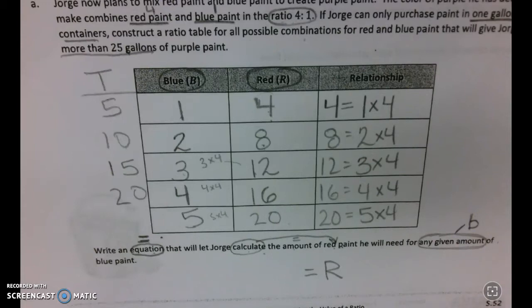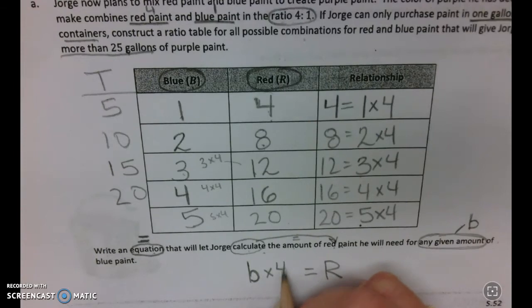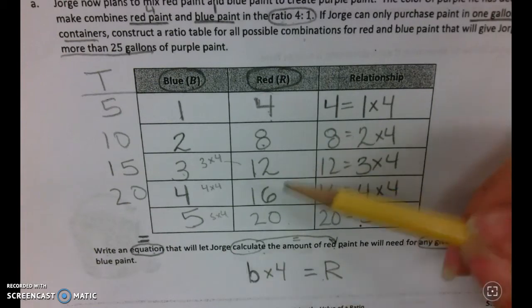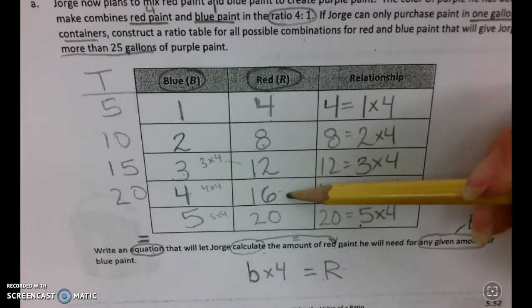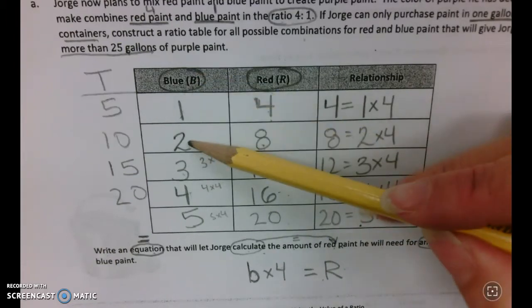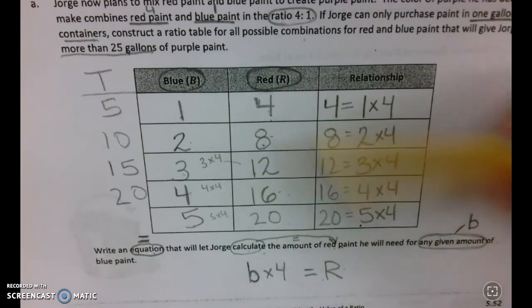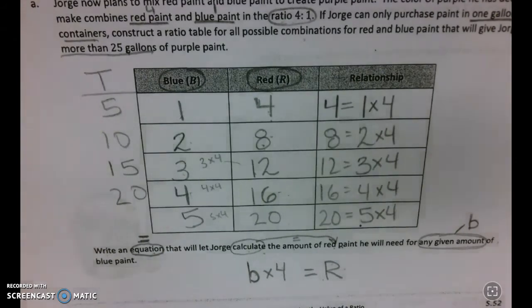Well, that's where I would say, all right, what am I doing to my blue paint to get to red? In this case, I see that I am multiplying it by 4 each time. So that means if I take whatever number I need for blue paint, times it by 4, I would then calculate my red paint amount. And I could test this and plug it in for each one. If B equaled 4, 4 times 4 would be 16, which is what I have here. And if B equaled 2, then I could do 2 times 4 equals 8, which would be my red here. So that equation does work.